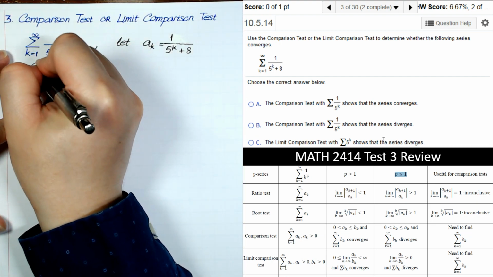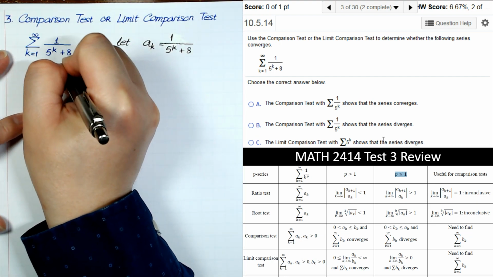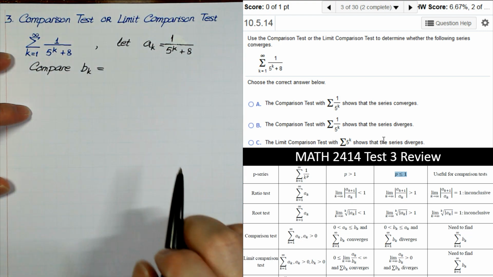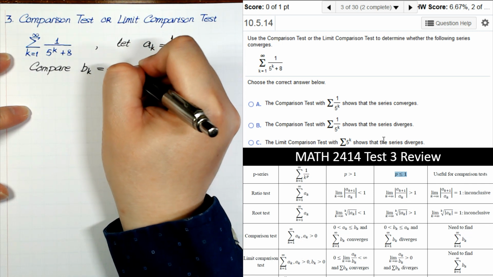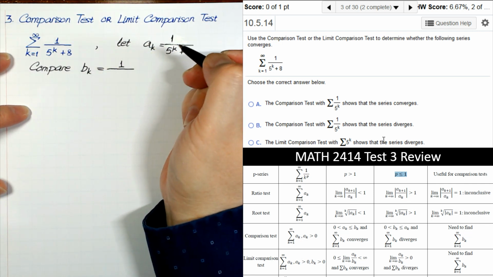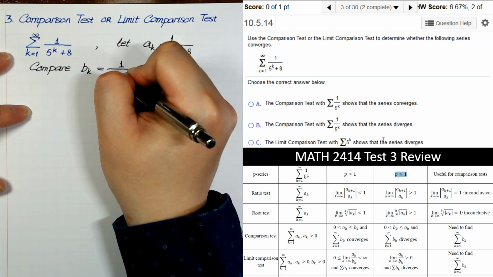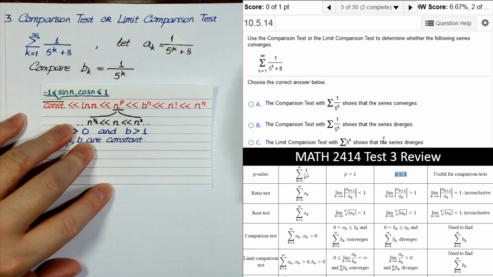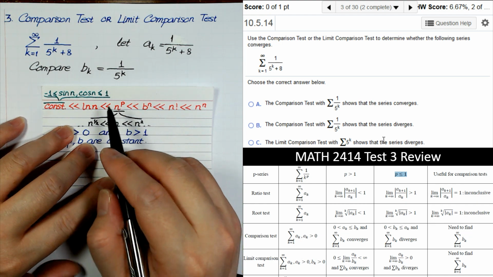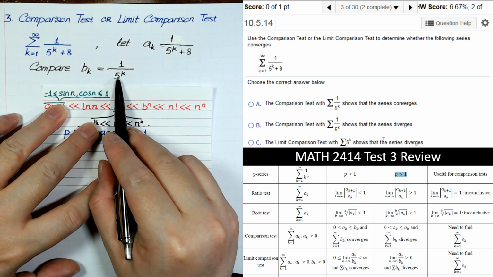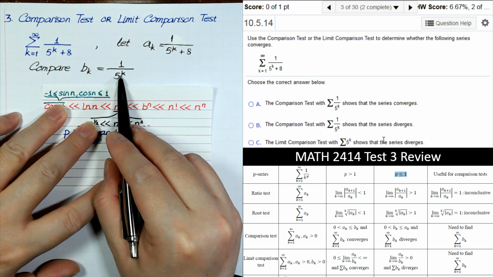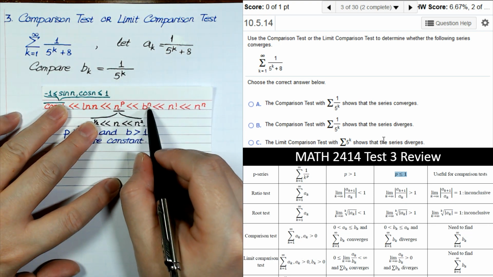And then we will compare to b sub k. Take the highest ranking term on the top, because there's just one. The highest ranking at the bottom, of course, 5 to the k. But what is actually that on the list? So k or n, it doesn't matter. In here, 5 to the k. 5 is a constant, k is the index. So actually, b to the k is here.